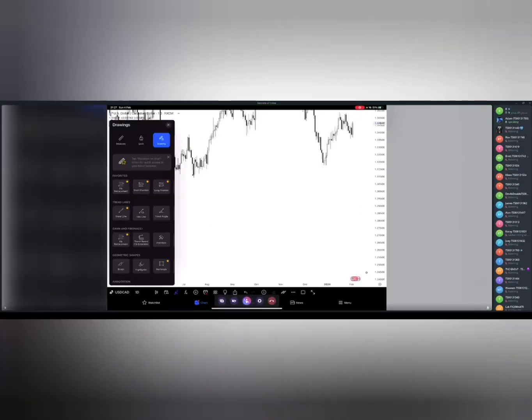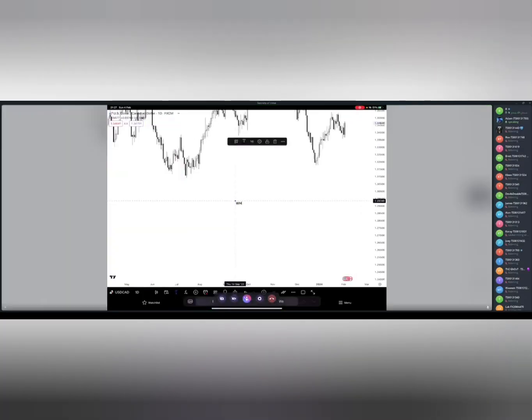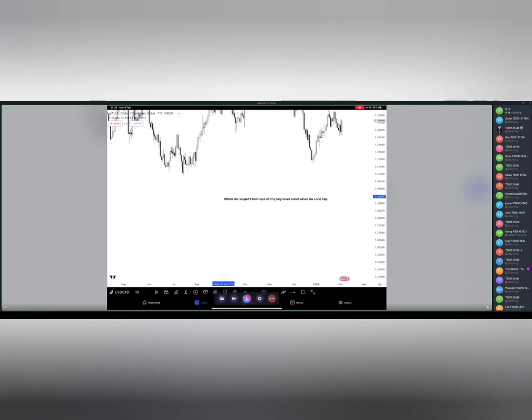Also, when does a key level get hit 2 times? Like, when does it go to break even and then goes up? Okay, so the question. When to expect 2 taps of the key level and when to get 1 tap? All right, when do I expect 2 taps of the key level? And when do I get 1 tap? This is a multi-layer question, and it has a multi-layered answer.